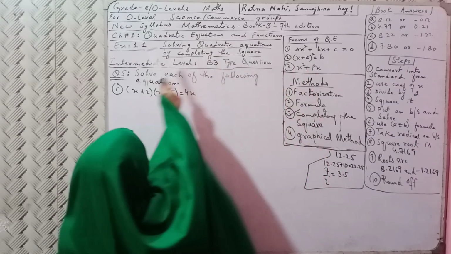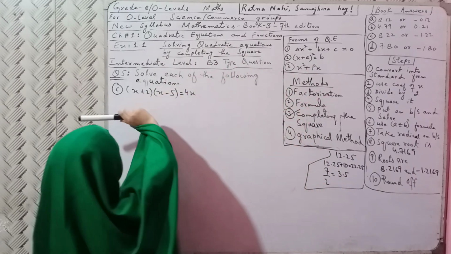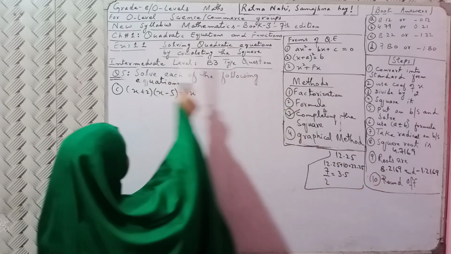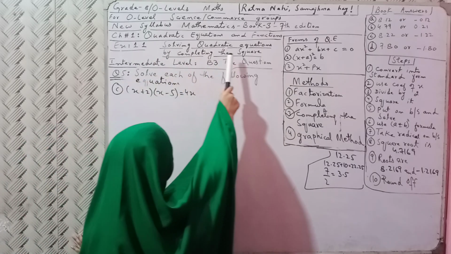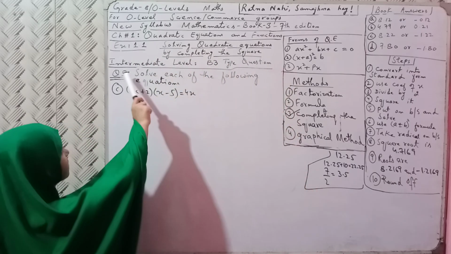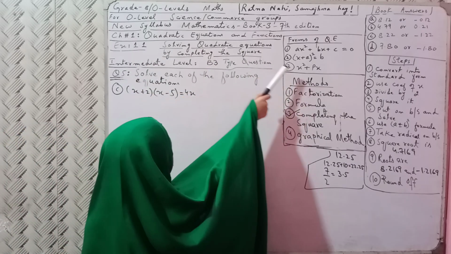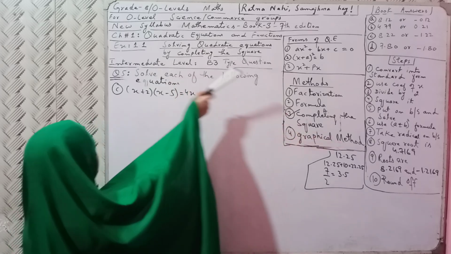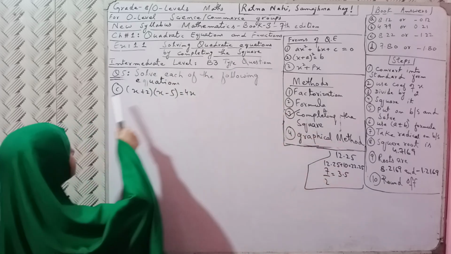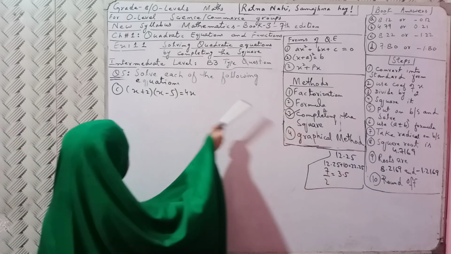Graded all-level maths for all-level science commerce group, new syllabus mathematics book 3, 7th edition, chapter number 1, quadratic equations and functions. Exercise 1.1, solving quadratic equations by completing the square. Intermediate level B3 type question. Question number 5, solve each of the following equations.